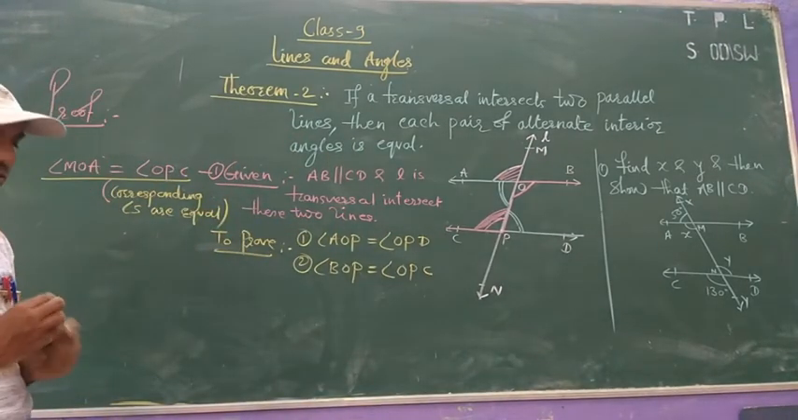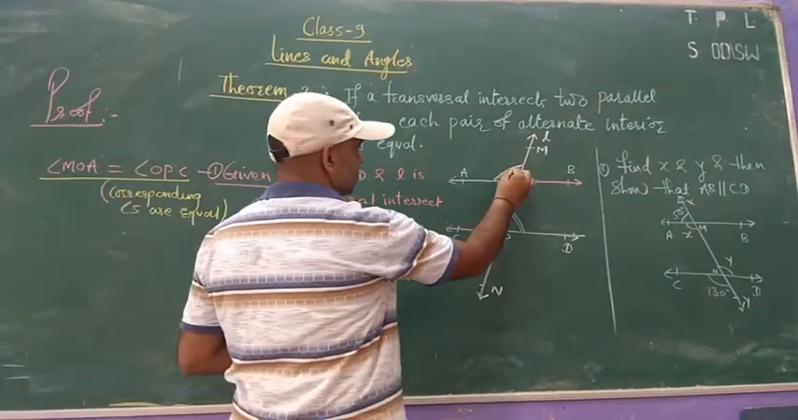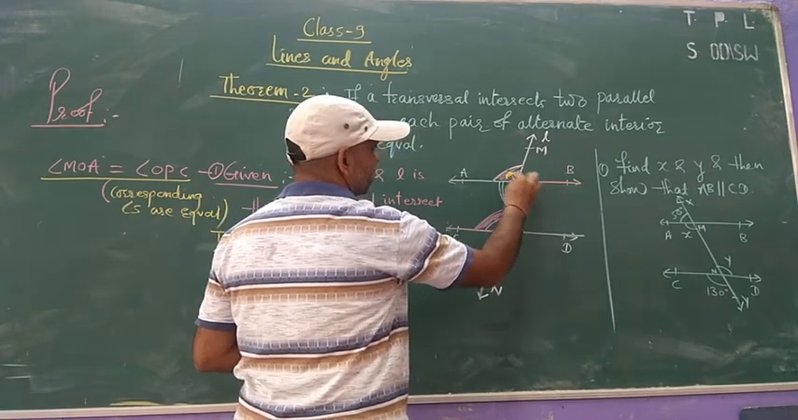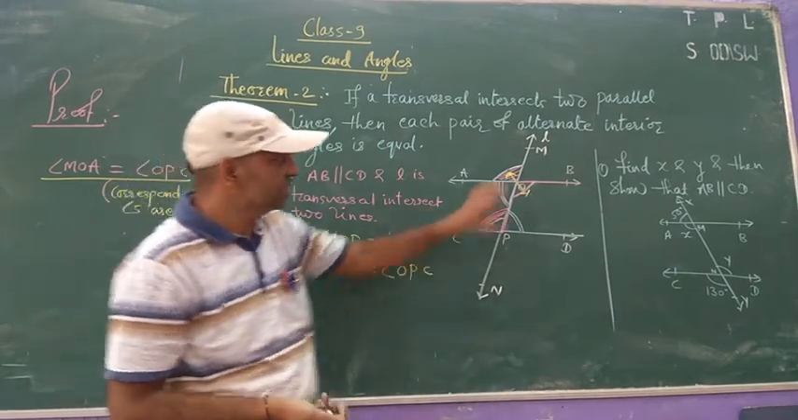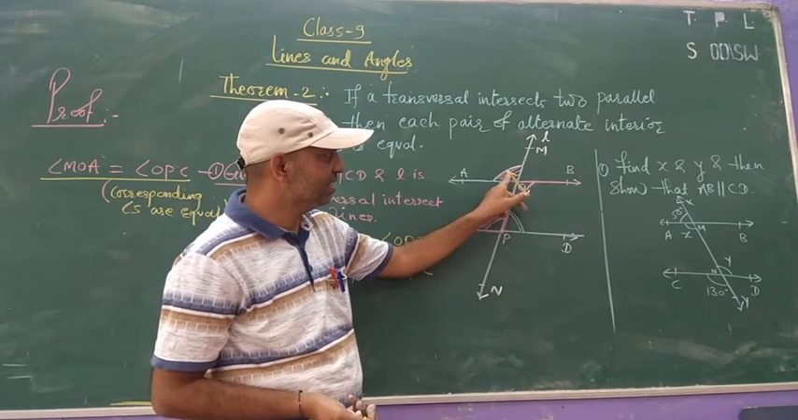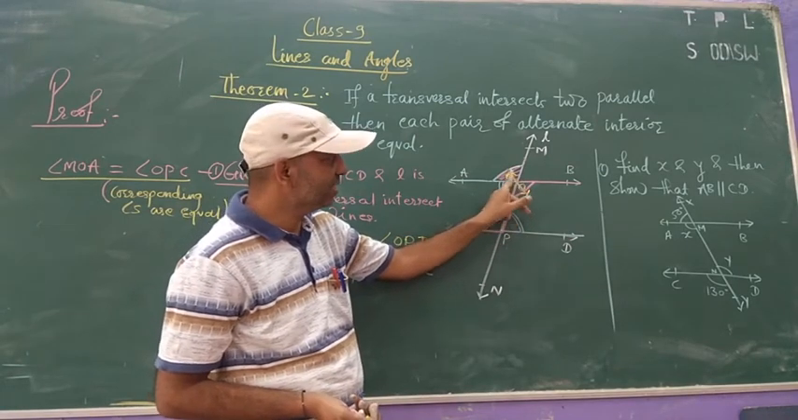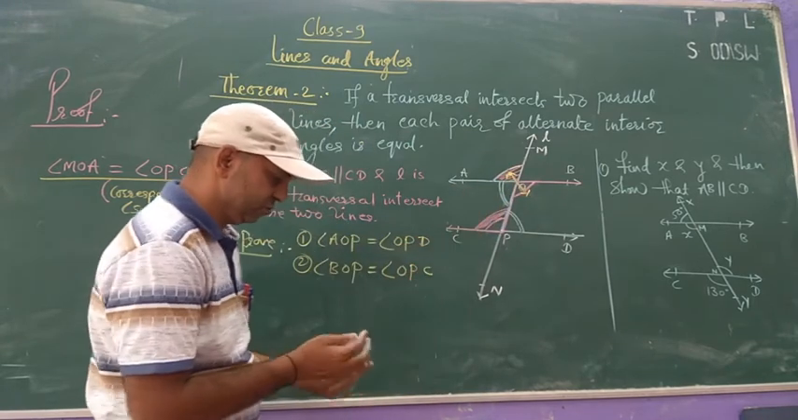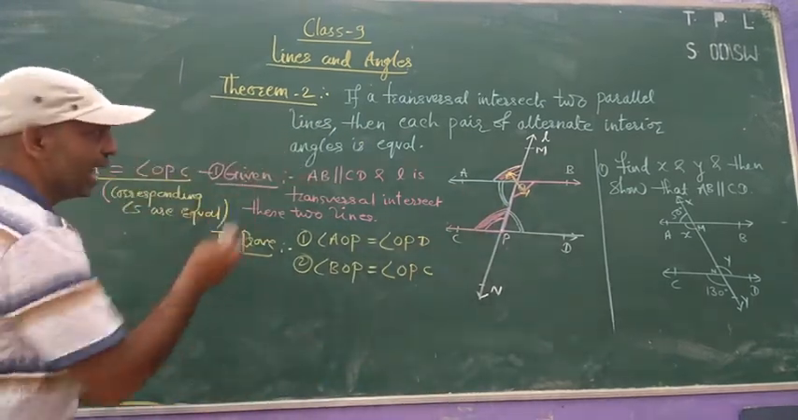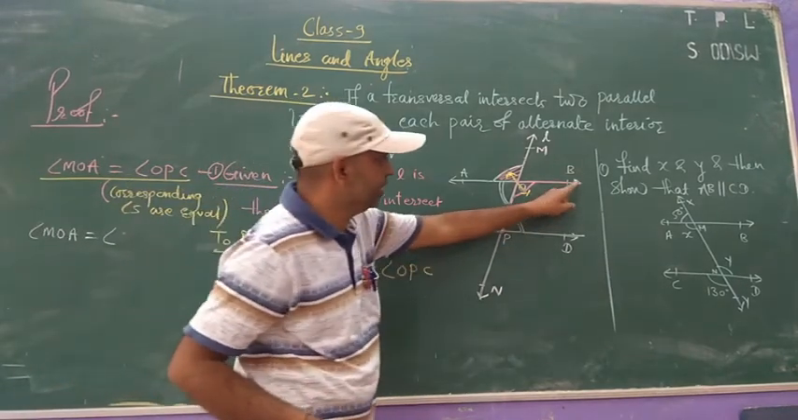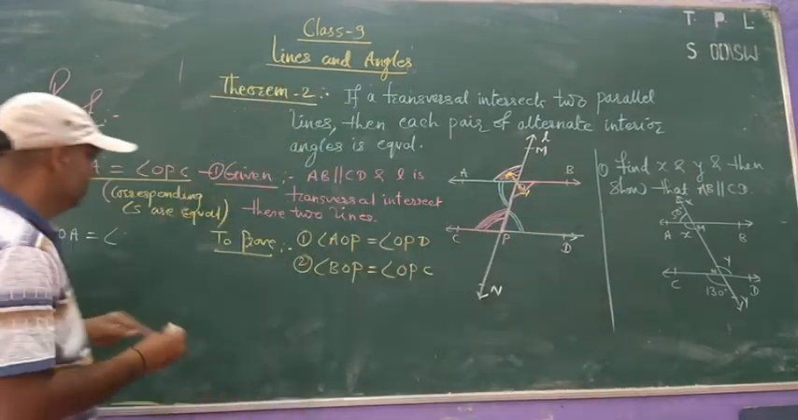Now again you see that these two angles are vertically opposite angles because this line and this line intersect each other. So these two angles are vertically opposite, and if they are vertically opposite, it means they are equal. Okay, so this angle is equal to this angle. So here angle MOA is equal to which angle? Angle BOP.